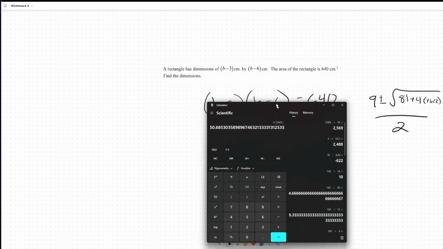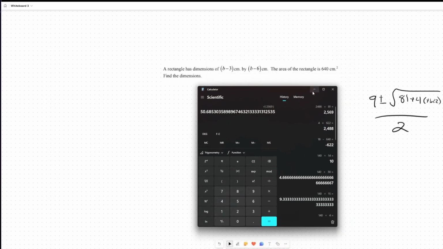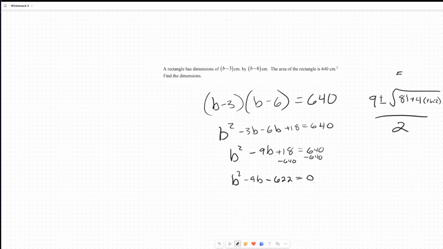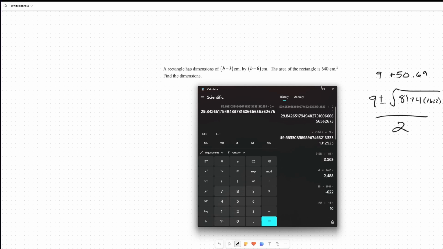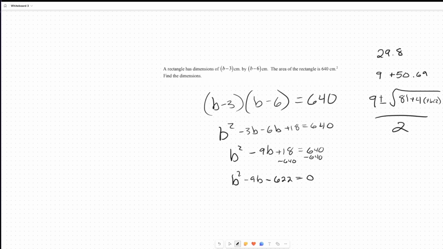But the rectangle has dimensions. So I know that the rectangle isn't going to have negative dimensions, so it's not going to make any real sense to subtract this from 9, because I know that that's going to give me a negative answer. So I'm going to add it to 9. So I get 59.69. I'm going to add it to the actual number, and then I'm going to divide it by 2, and I get about 29.84. So about 29.84 centimeters was the original dimension.